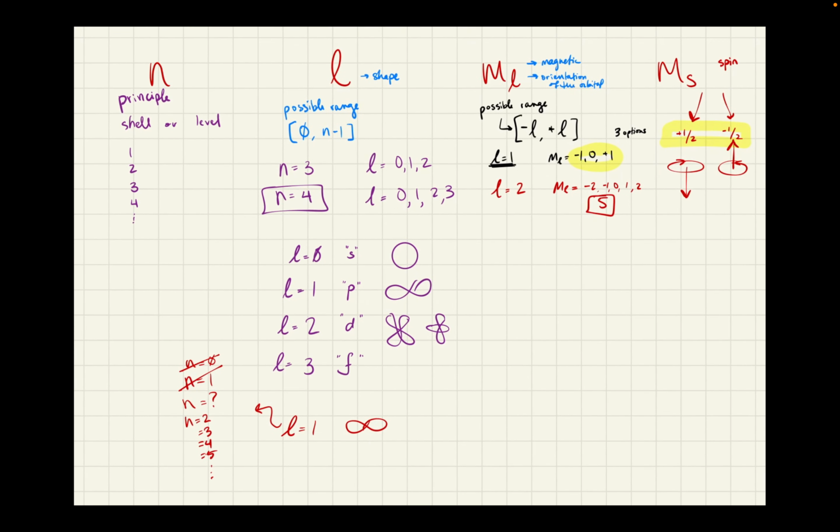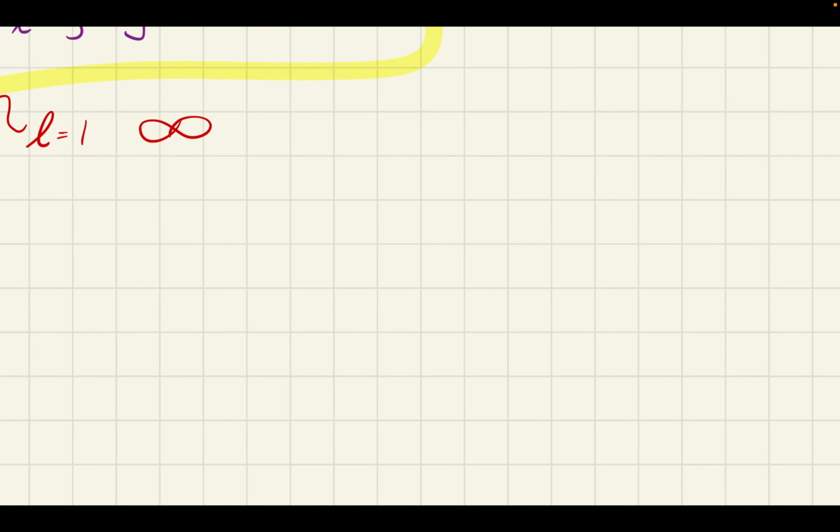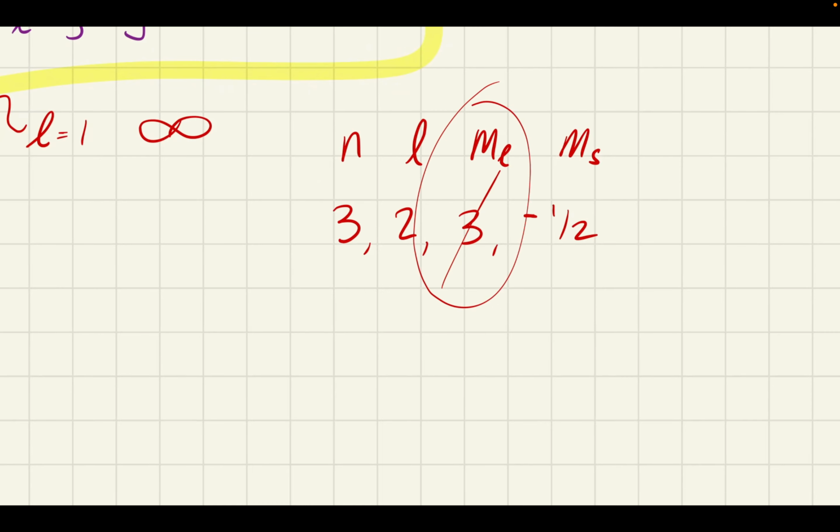Wonderful. I want students to be able to answer questions like, what does the shape physically mean? And also, what is a legal set of quantum numbers? I want you to know, for example, that if I had 3, 2, 3, negative 1/2, that would be an illegal set of quantum numbers because M sub L does not fall into the proper range. Things like that. Those are typical questions.